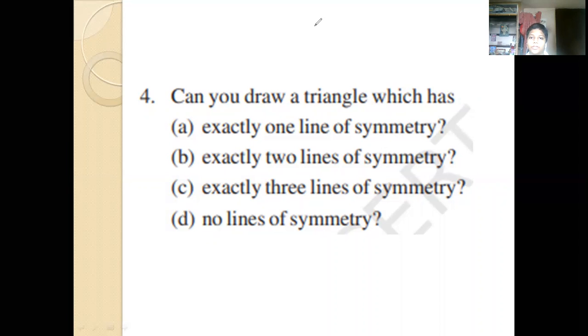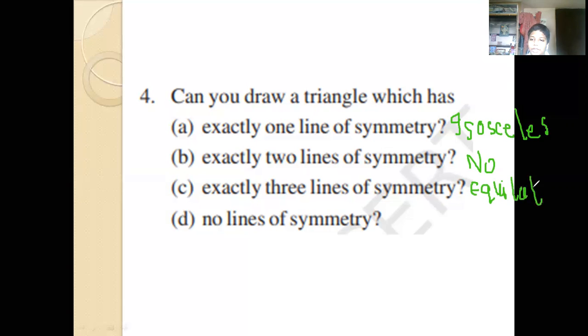The first one, the answer is isosceles. Exactly two lines of symmetry? No, there is no such triangle. And three lines means equilateral. The equilateral triangle has three lines of symmetry, and no lines of symmetry means the scalene triangle. Okay, so these are the answers.